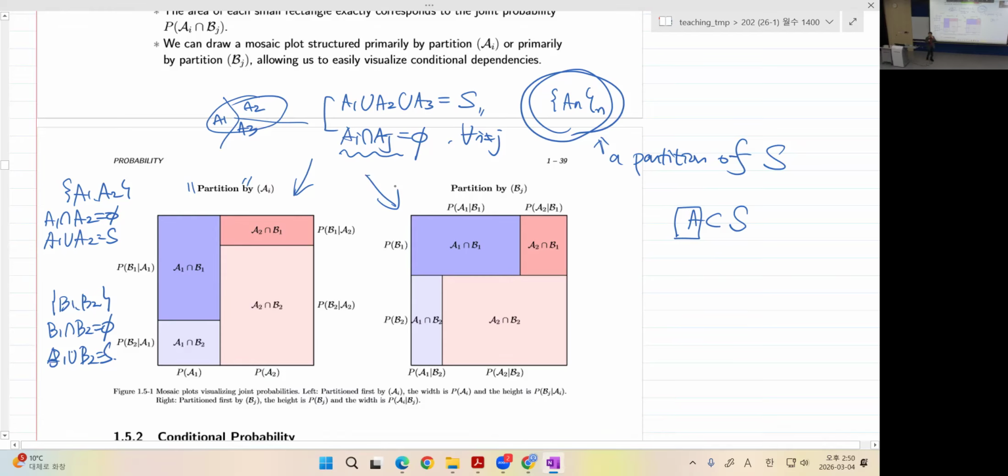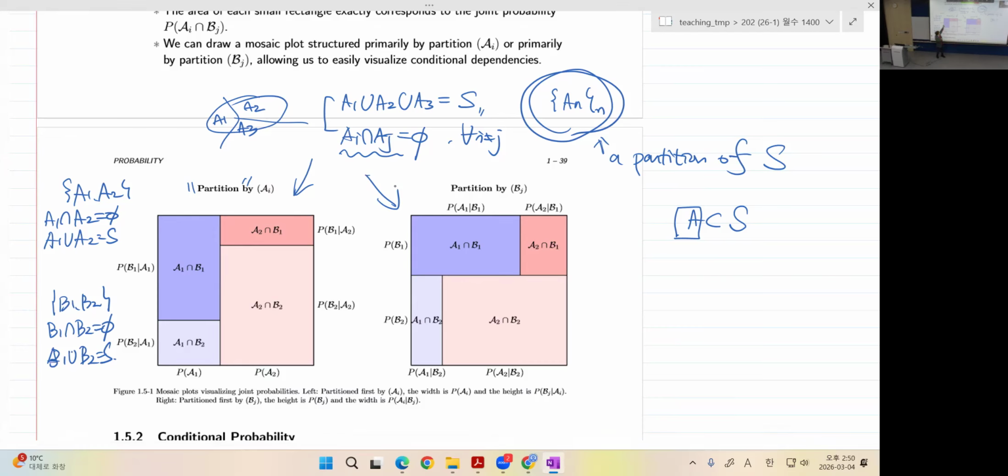Probably some of you, when you studied probability and statistics, have seen this one in your textbook. I really love it because it provides a visualization of what we know. The difference between the left side and right side is which partition you prefer. On the left side, you prefer partition A1, A2.